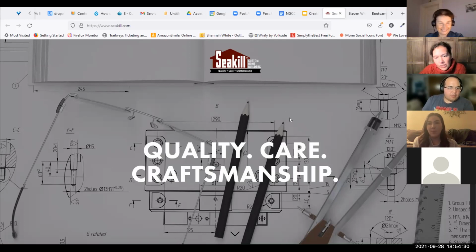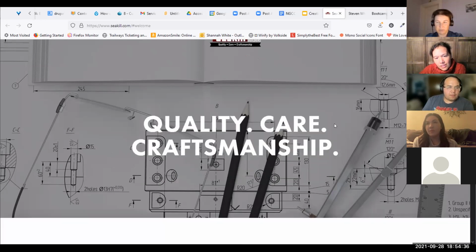Do you notice anything about this language? Quality, care, craftsmanship? It's value proposition.